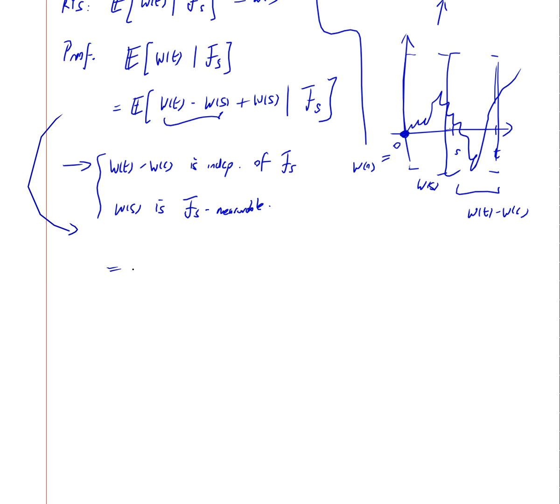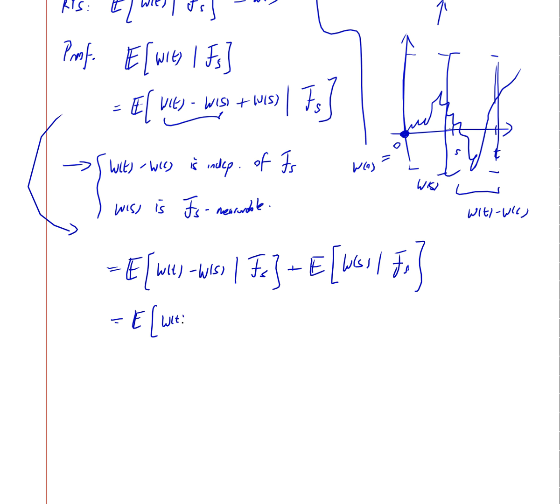So when you take the additive property of computing expectations, then you end up getting left with the expectation of Wt minus W of s, conditional on F of s, plus the expectation of Ws, conditional on F of s, right? So since we know that this guy here is independent of F of s, this just becomes a regular expectation, no more conditioning. In which case we know that this is equal to 0, because this is just normally distributed again with mean 0, variance t minus s.